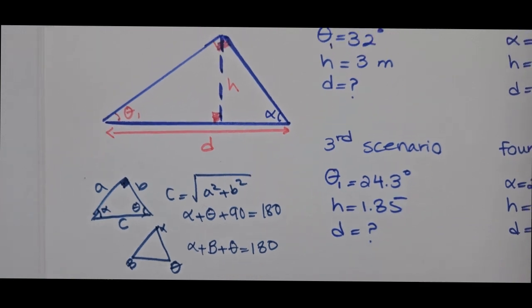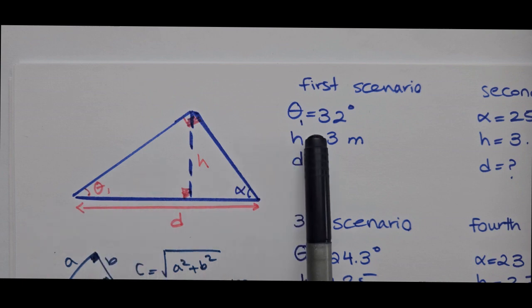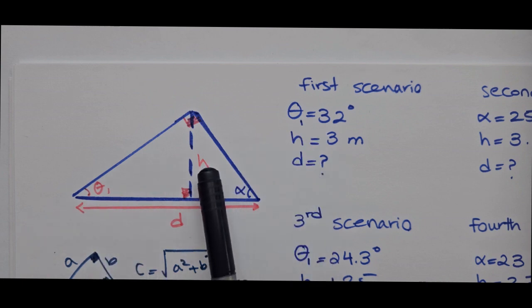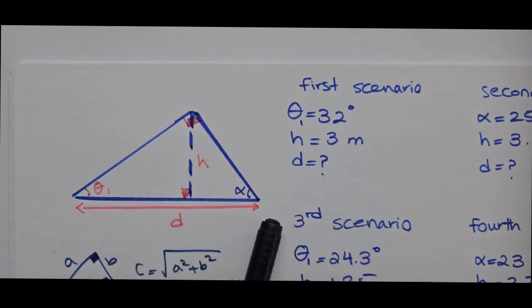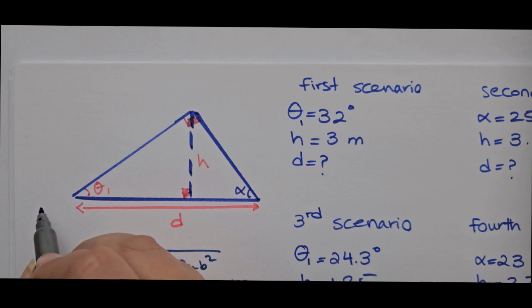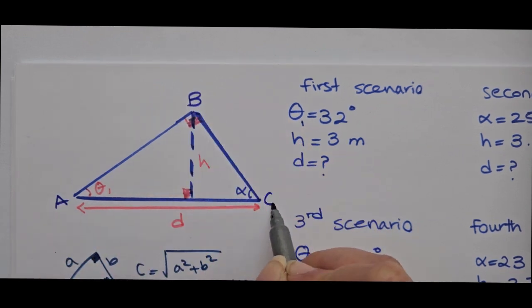We want to solve this question under the first scenario. So let's say you are given this triangle, theta 1 is given here in degrees, and the h is also given, which is 3 meters, and they want you to find the d, which is the distance from this side to the other side. Now to get started, I just want to give it some names. Give a name to my triangle. So this is A, this is B, this is C.